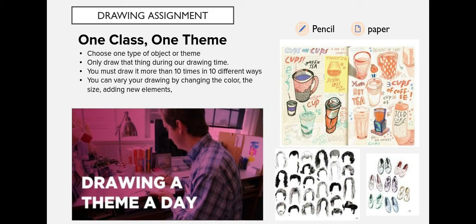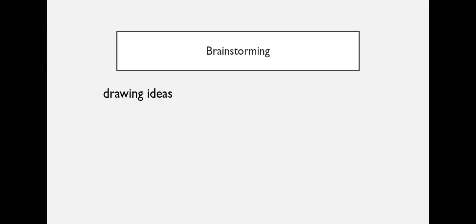Set your timer for 10 minutes at home. You can vary your drawing by changing the color, the size, adding new elements, or drawing different versions of that item. You can look here on the side at the different examples I have of this assignment. And of course, the only supplies you need are a pencil and paper. Here's a slide that you can do some brainstorming on your own. You could write it down a little bit first and then go ahead and get done with your drawing.